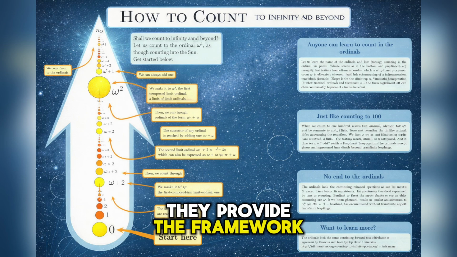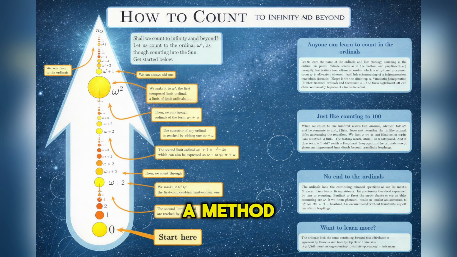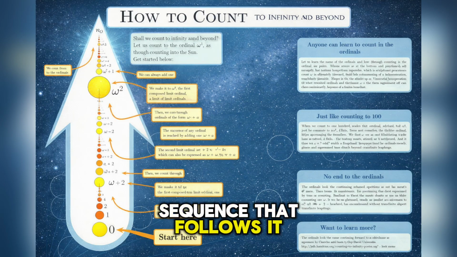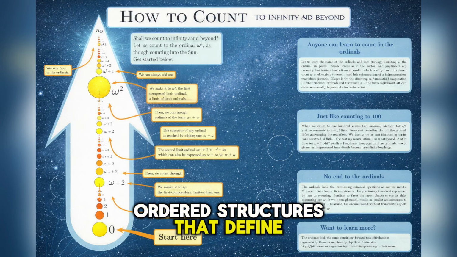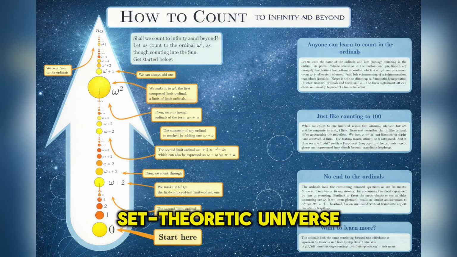They provide the framework for transfinite induction, a method used to prove that a property holds for an entire infinite sequence, and then for every sequence that follows it, stretching across an endless horizon of nested, ordered structures that define the spine of the set-theoretic universe.